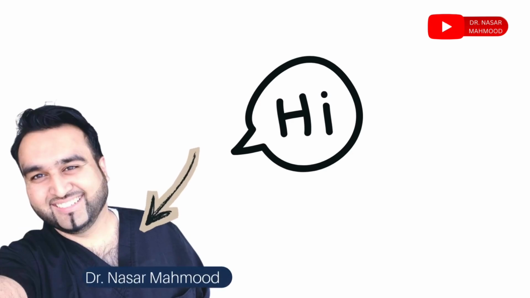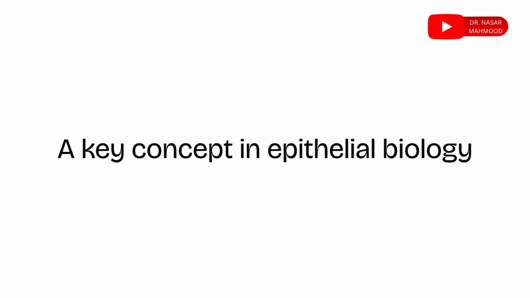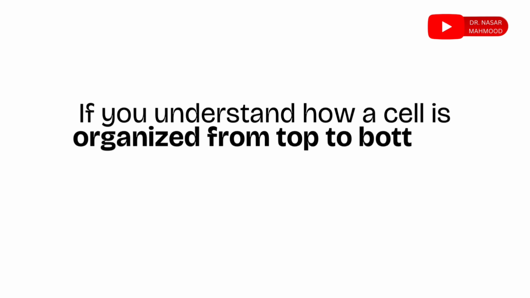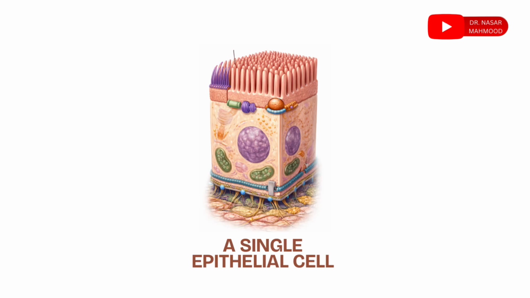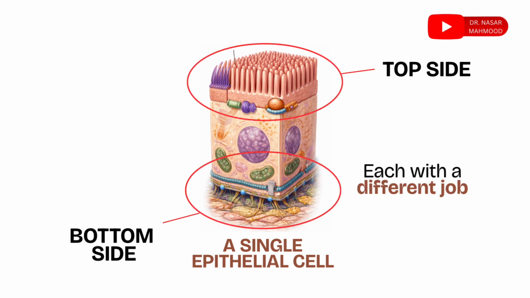It's Dr. Nasser here, and in this video we're going to understand the apical and basal cell polarity. Now this is a key concept in epithelial biology. If you understand how a cell is organized from top to bottom, you can better understand how it functions. Now let's imagine we're looking at a single epithelial cell. Instead of looking at it as just a shape, think of it as having a top side and a bottom side, each with a different job.